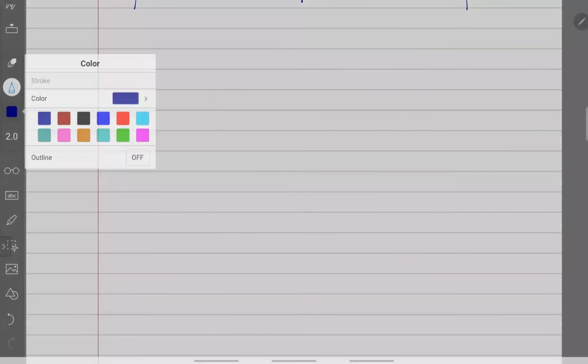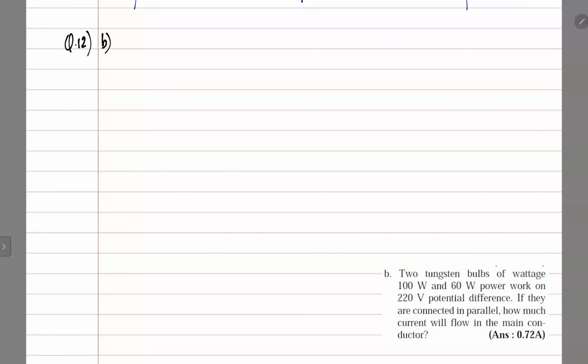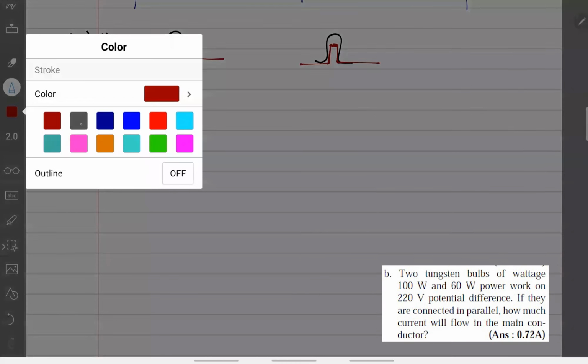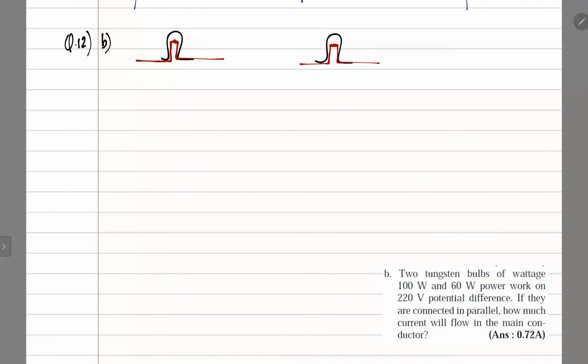Now pay attention. Now we have question number 12, and we have D. ध्यान से देखेंगे सब लोग. 2 tungsten bulbs of wattage 100 watt and 60 watt power. So there are 2 tungsten bulbs, the first bulb and the second bulb. अगर तुम ध्यान से देखोगे, then a bulb is basically a resistance. एक वायर ऐसे अंदर जाता है, यहाँ रेजिस्टेंस होता है, वायर बाहर आता है. So we have got 2 bulbs, both are tungsten bulbs.